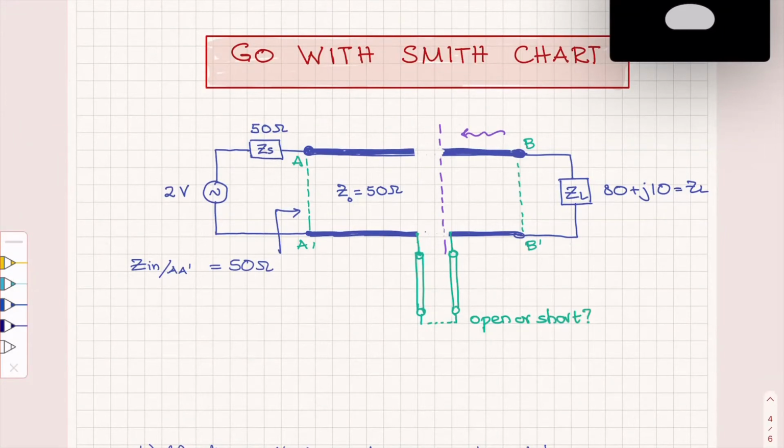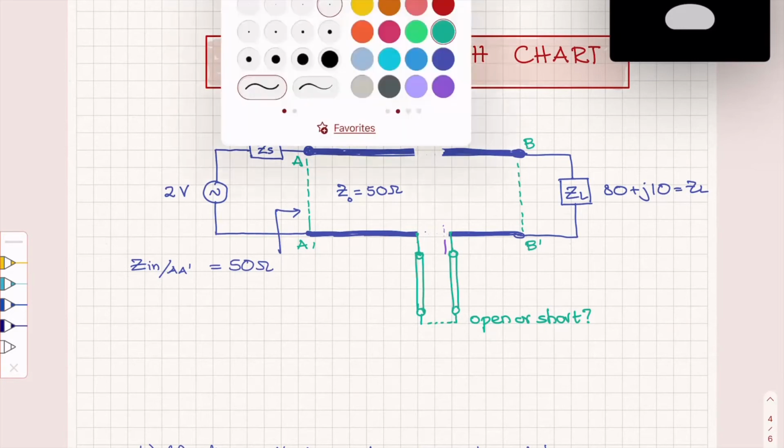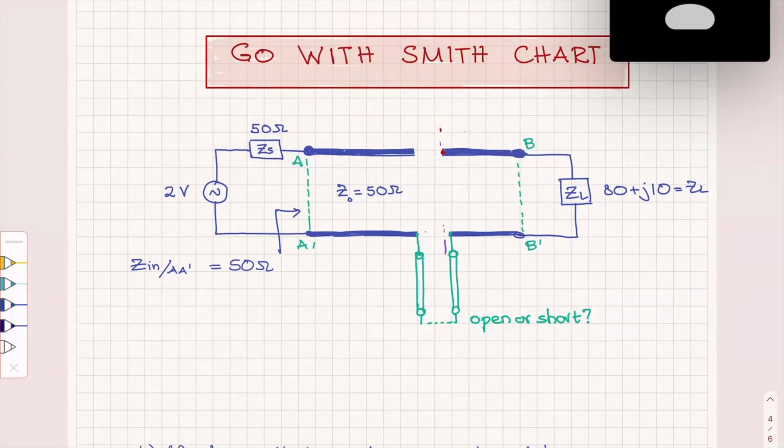All right, and then I have to find how much is this distance. I have to go to place the stub and how long the stub is going to be. So practically now I have to find this distance, D1. I have to find this distance, let's call it D sub S. And then I will have to select this distance, D2, all right?